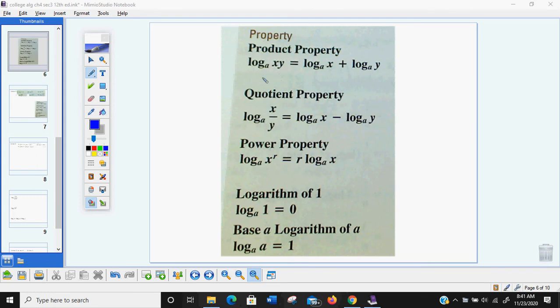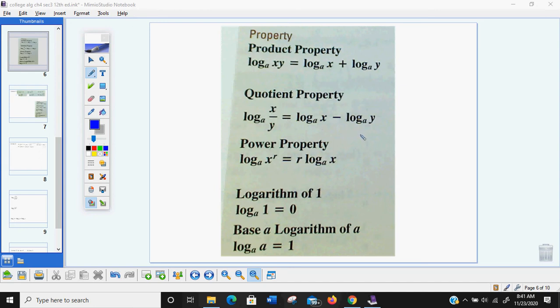When you have log and its multiplication, when you go to separate it, it turns to addition. So log to the base a of x plus log to the base a of y. It was times. We broke it apart and changed it to addition. With the quotient property, if it is division, when you break it apart, you change it to subtraction. This becomes log to the base a of x minus log to the base a of y.